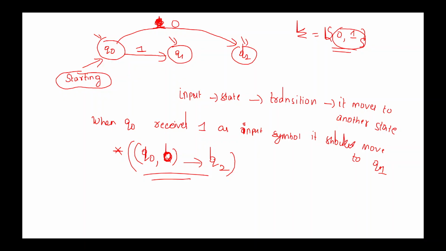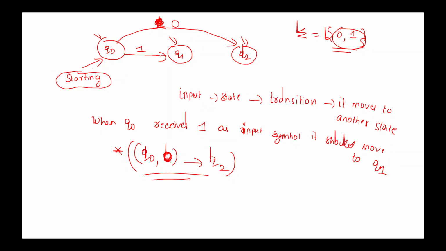As I explained in the previous video, strings can be formed only as a combination of these two symbols, right? Now Q0 should be defined on both 0 and 1, like what must be the transition from Q0 when it receives 0 as well as 1. So both should be defined.